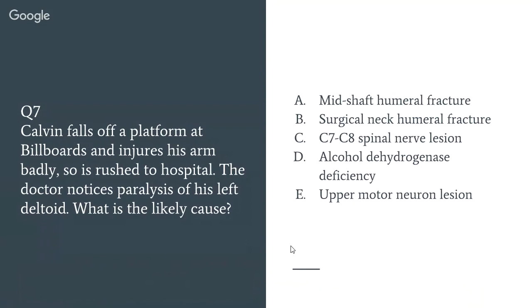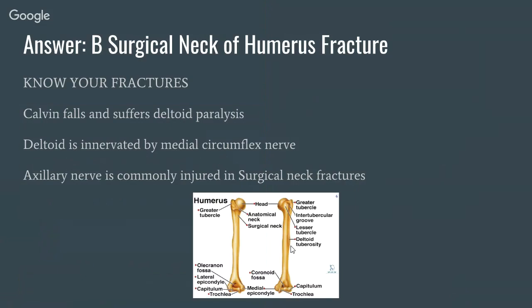Any answers? B? Good. It should be B. So we do have a surgical neck of humerus fracture, which is up the top of your humerus, right below the ball and socket joint.